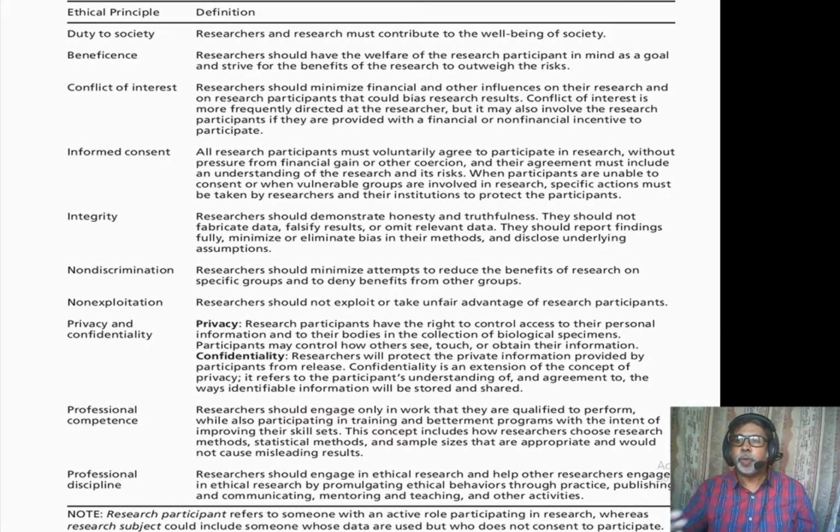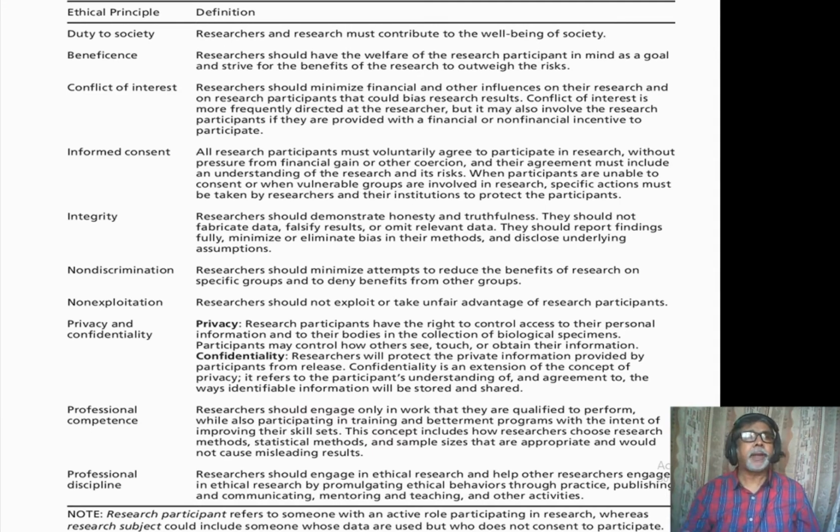That means those who are contributing to your research in the form of giving you the sample, giving you the parameters, you cannot take unfair advantage. That means it's a question of exploitation. So ethically, you should not exploit. So the principle is non-exploitation.